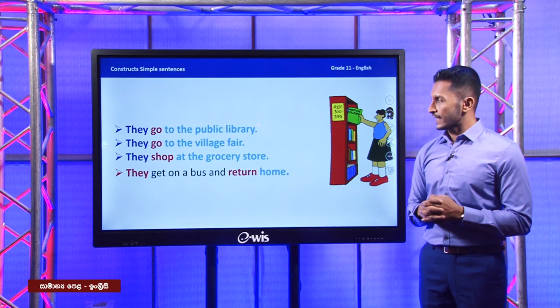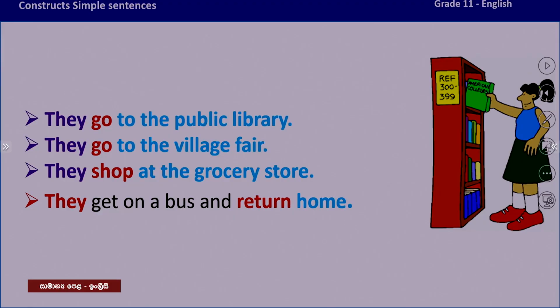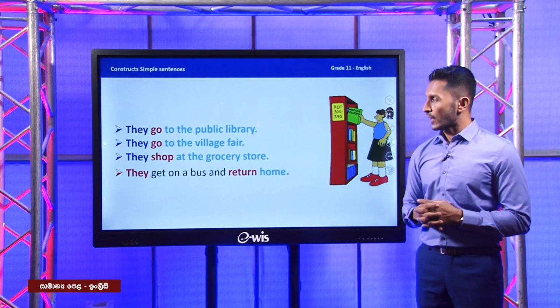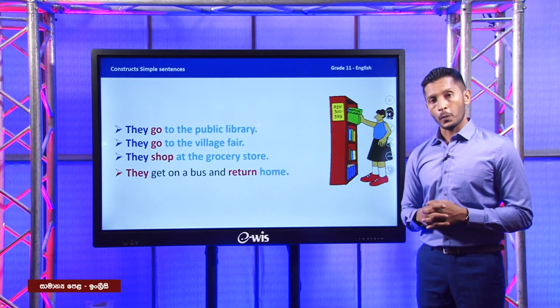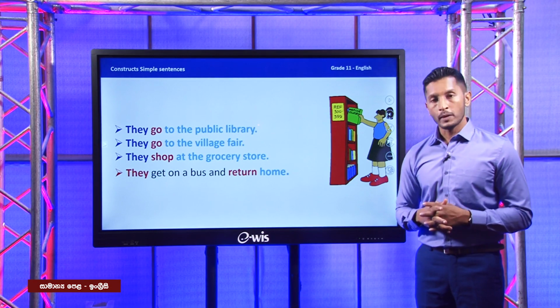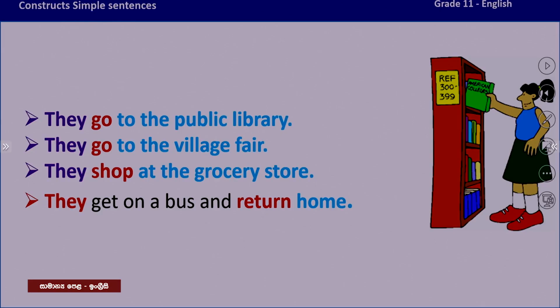In the second sentence, they go to the village fair. Where do they go? They go to the village fair. So the place is village fair. The third one, they shop at the grocery store. What is the action? Shop. Where do they shop? They shop at the grocery store. So I have put the place after the verb, at the grocery store.